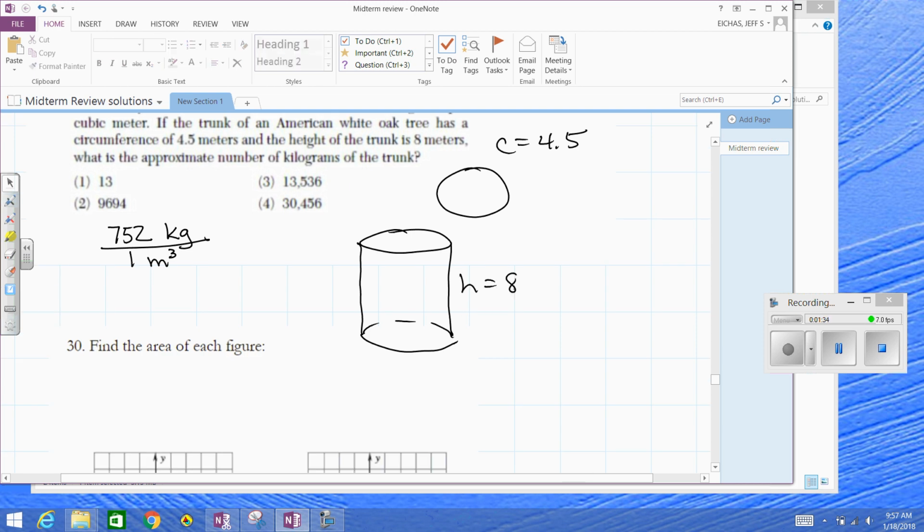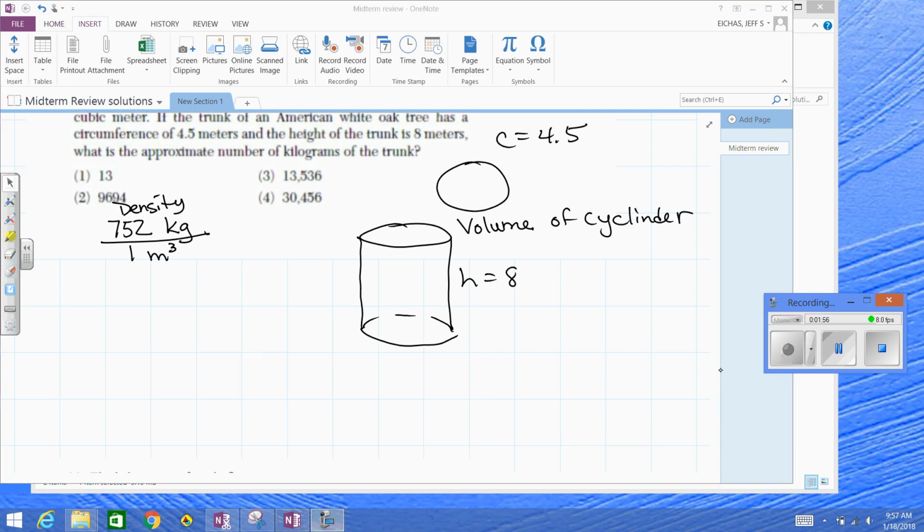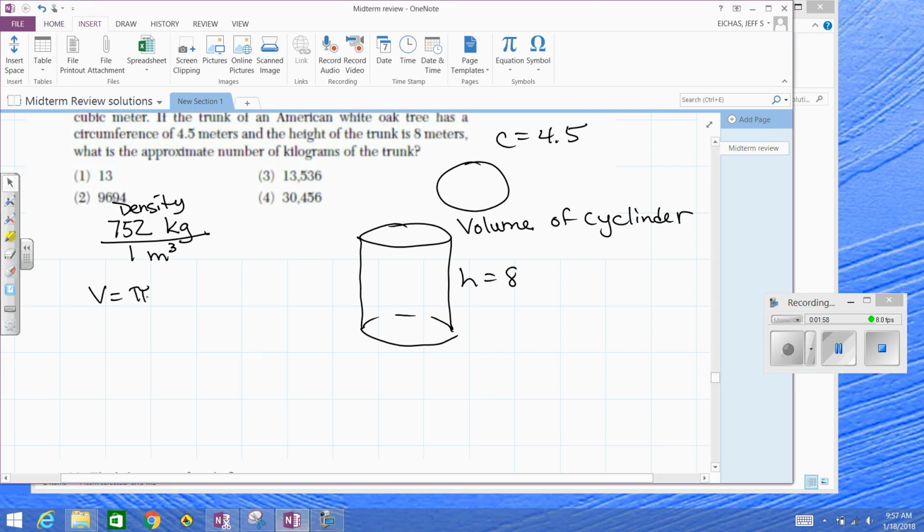So what we're going to do is get the volume. If we can get the volume of this cylinder, we will be able to then use the density that's given here to calculate that. So volume of a cylinder, look it up. It's a formula that's going to be on our formula sheet. Circumference is also going to be used, so I'll have to use that first.